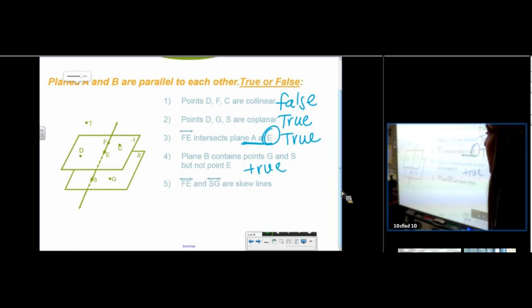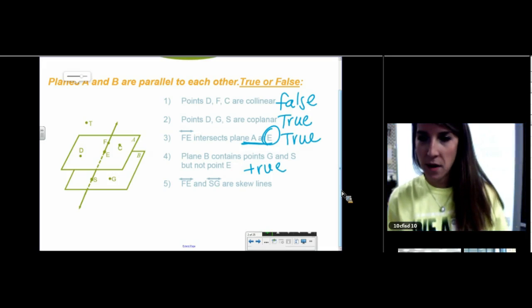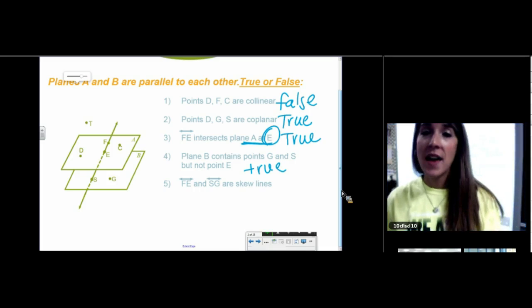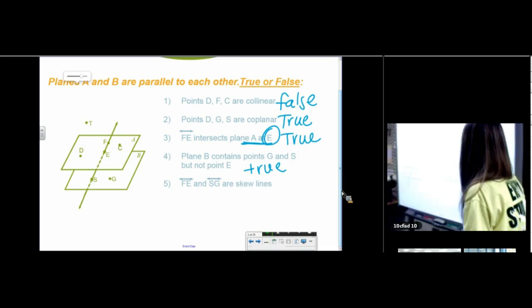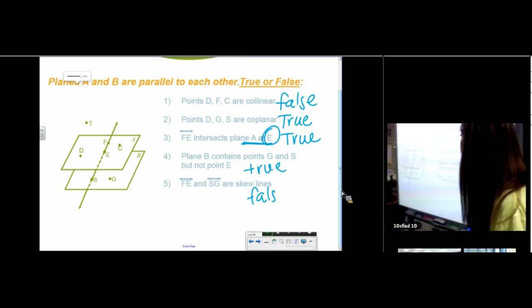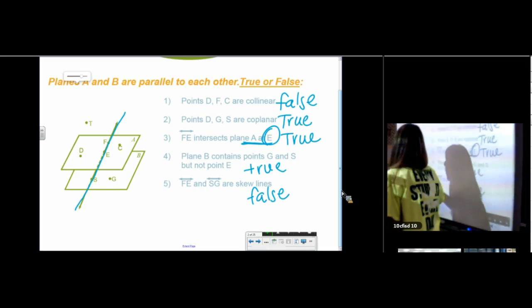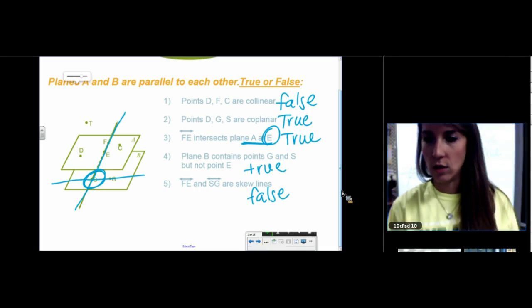Number 5. FE and SG are skew lines. Good. It is false. Now, why is it false? Because if they're not skew, they could either be parallel or intersecting. Which one are they? Parallel or intersecting? Good. It's false because they intersect at point S. They intersect at point S, therefore they are not skew.